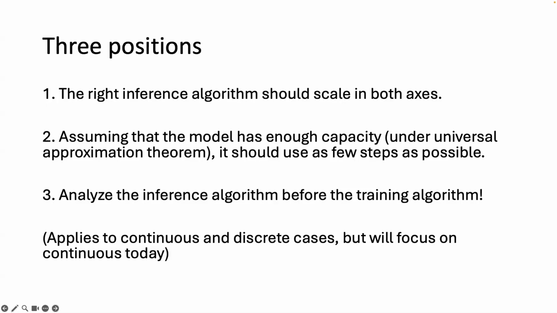And my argument is that despite there being a lot of different ways to train the model, there are not that many ways to do inference on the model. Being able to analyze whether this makes sense on points 1 and 2 is going to be helpful to see the limitations of diffusion models. Again, this argument applies to both the continuous and discrete cases, but I will focus on continuous today.